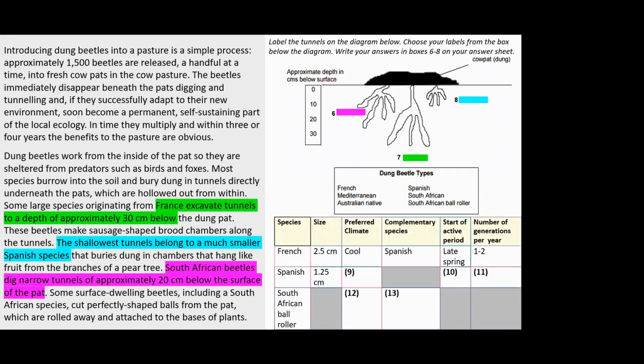Shallowest is Spanish, but there is another thing on the surface dwelling beetles. Okay, so shallowest is Spanish. 8 is Spanish. Yep, and so surface dwelling should be on the surface. Yeah, would be up here. So these, number 8, even though it's close to the surface, it's still below ground. Okay, so Spanish is 8.